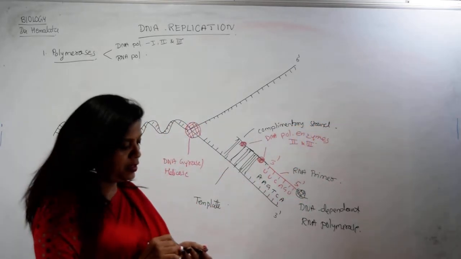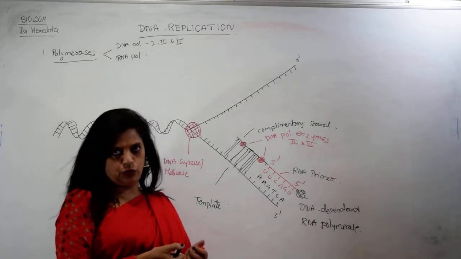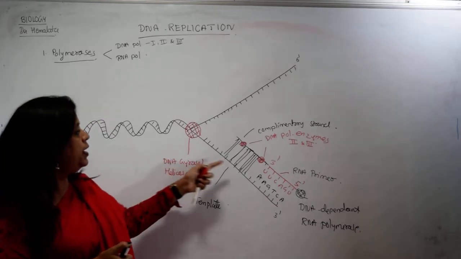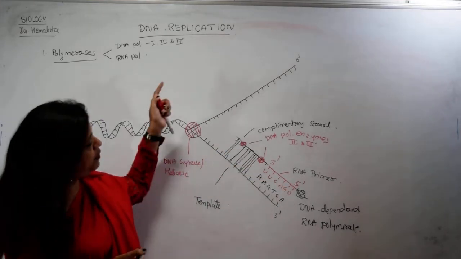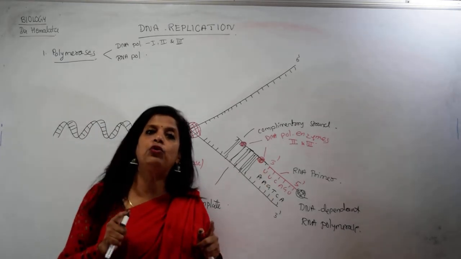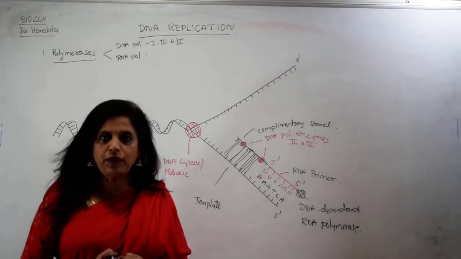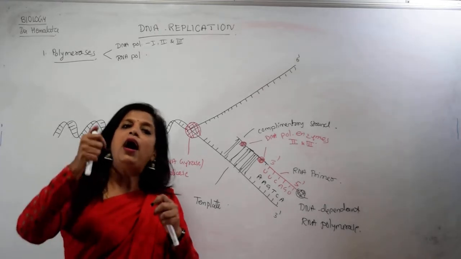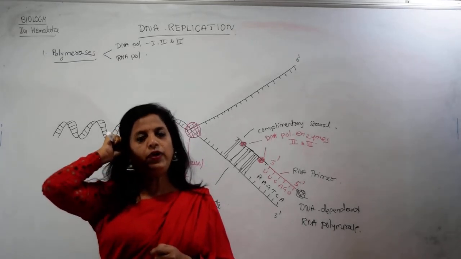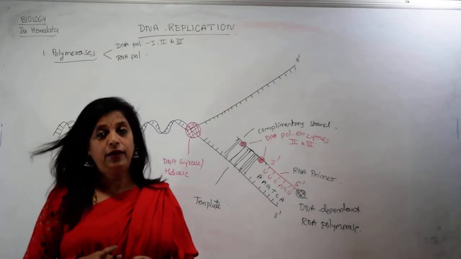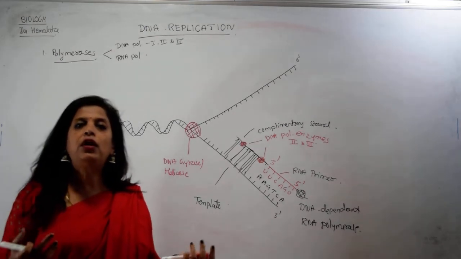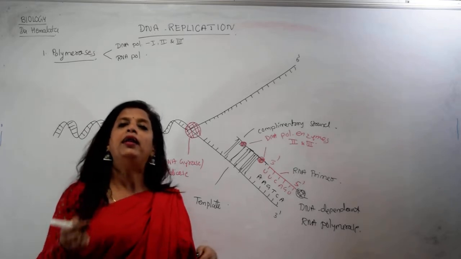Now, after the complete new strand is finished, DNA polymerase 1 will read the newly formed strand in the reverse direction and cut off the wrong bases. It's called exonuclease activity. It cuts off the wrong bases and adds the right nitrogen bases to that position. This we call proofreading, or editing. Editing is to check if anything wrong has happened and correct it.